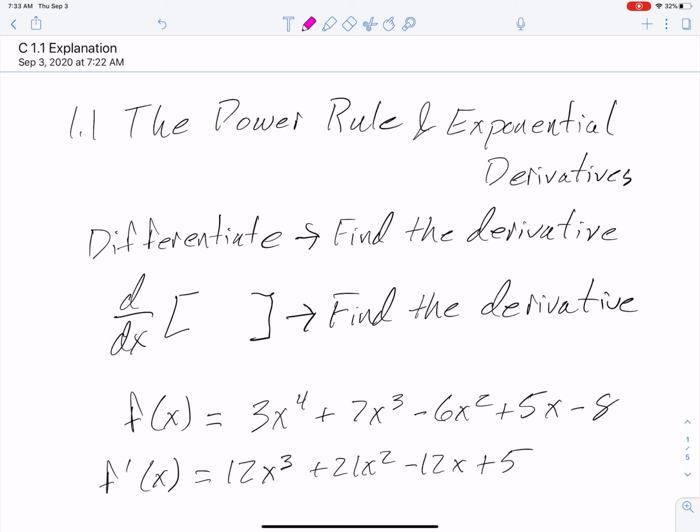All right, so today we're going to be looking at the power rule and the derivatives of exponential functions, mainly e to the x. This should all be review from last year, so there's more kind of some minor details here and there. And again, I apologize, I'm not able to be with you today.